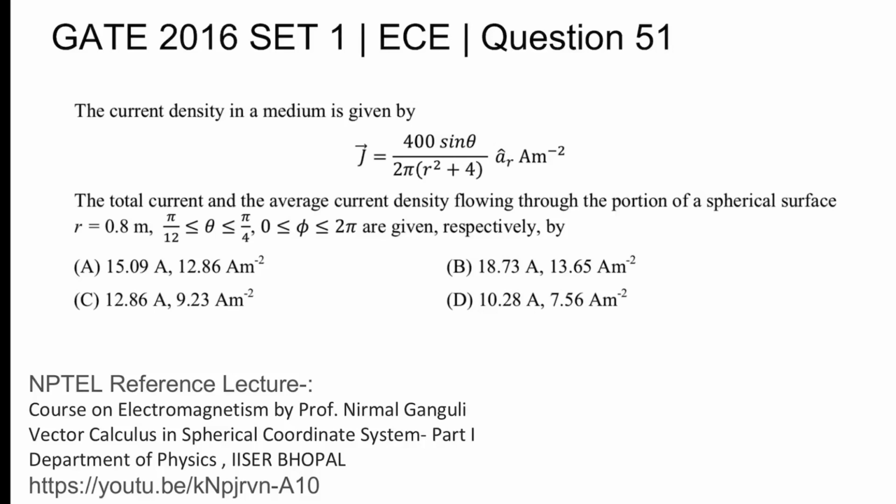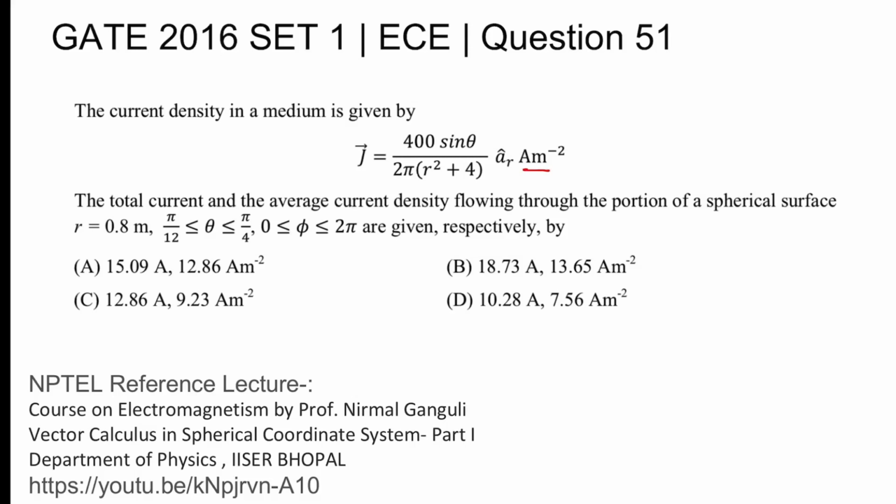This is GATE 2016 set 1 EC question number 51. The current density in a medium is given by J vector equal to 400 sin theta by (2π) into (r square plus 4) a r cap, that is in the radial direction. The unit of current density is ampere per meter square, that is current per unit area.